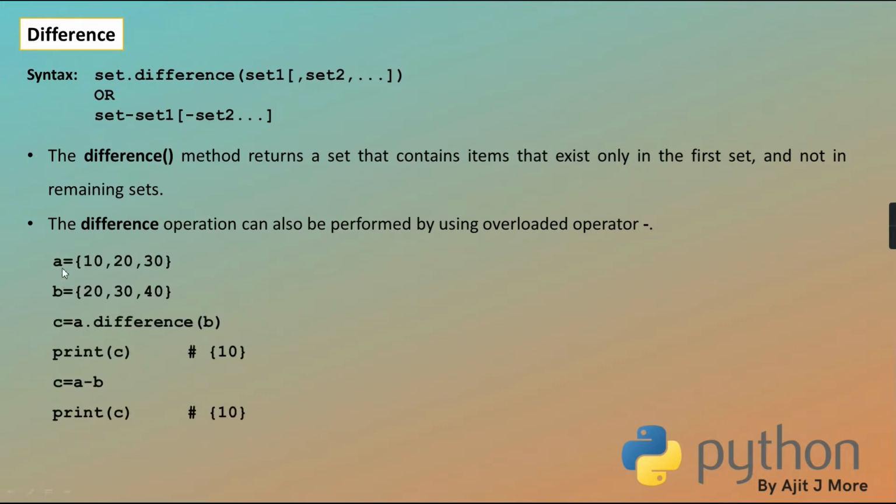Just a quick example. A equal to 10, 20, 30. This is one set, this is the second set, and I'm writing C equal to A dot difference B. So A is the invoker set and B is the parameter set. It will return all the elements which are present in A but not in B. So only 10 is there, which is present in A but not in B. As I said, you can do it by the difference operation or by the overloaded operator minus, and you get the same result.